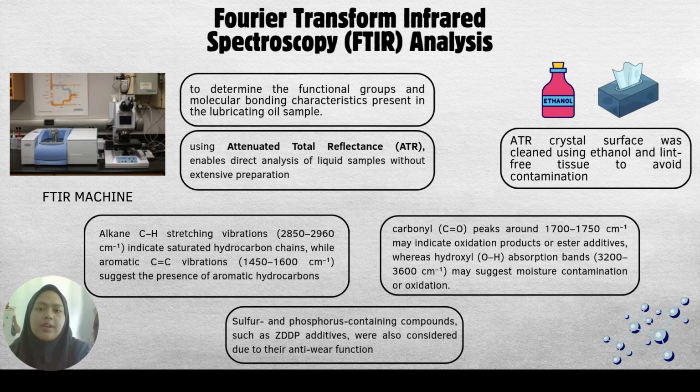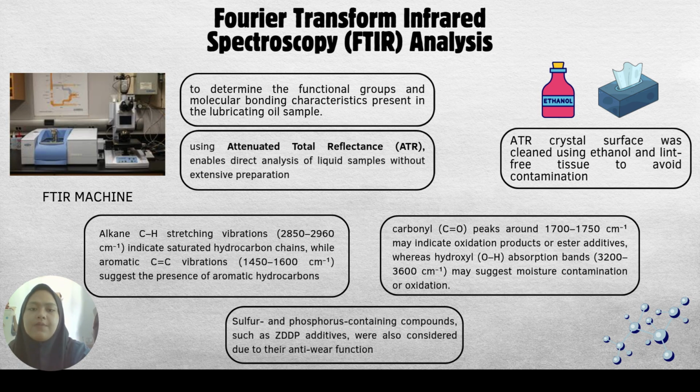FTIR analysis was carried out to determine functional groups and molecular bonding characteristics present in the lubricating oil sample. The analysis was performed using an FTIR spectrometer equipped with an ATR, which enables direct analysis of liquid samples without extensive preparation. Before analysis, the ATR crystal surface was cleaned using ethanol and lint-free tissue to avoid contamination. A small drop of lubricating oil was then placed directly onto the crystal surface and the spectrum was recorded within the range of 4,000 to 400 cm⁻¹.